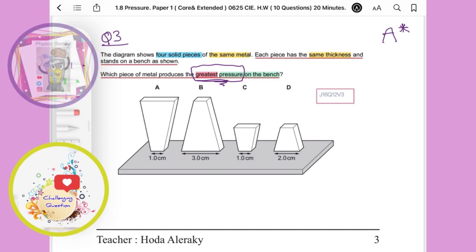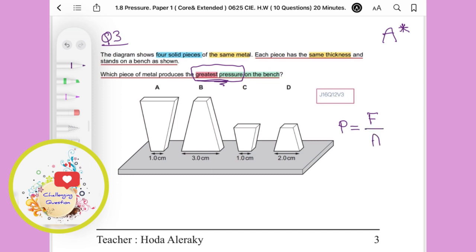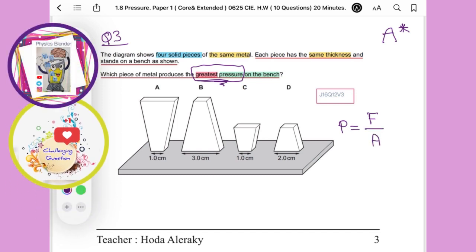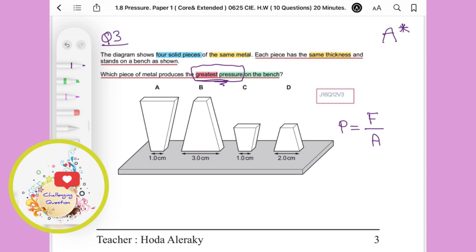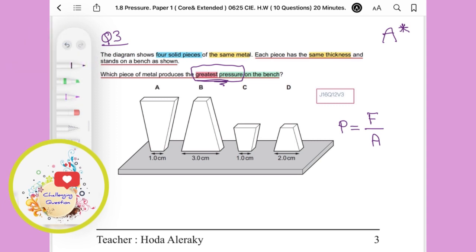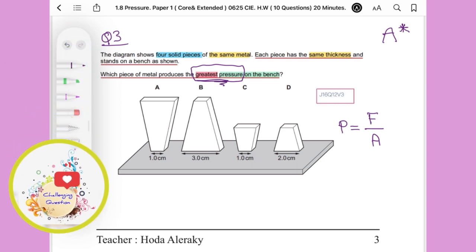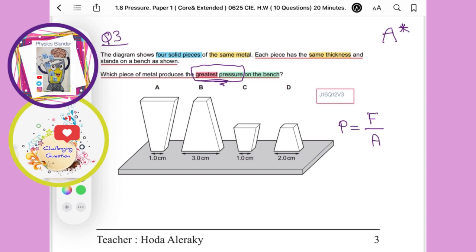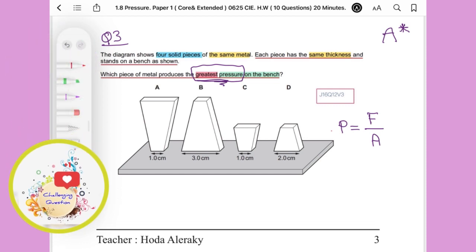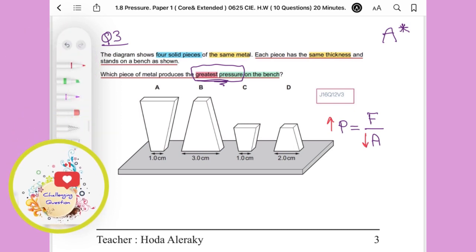Back to our equation, pressure is equal to force divided by area. Here we have 2 factors: the applied force, the force exerted on the bench, and the contact area. We are looking for greatest pressure, so it means we are looking for smallest area of contact. So it's clear and simple.